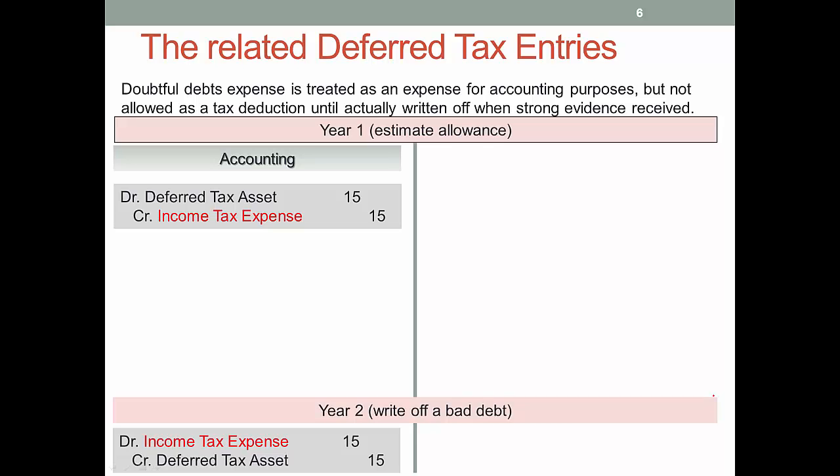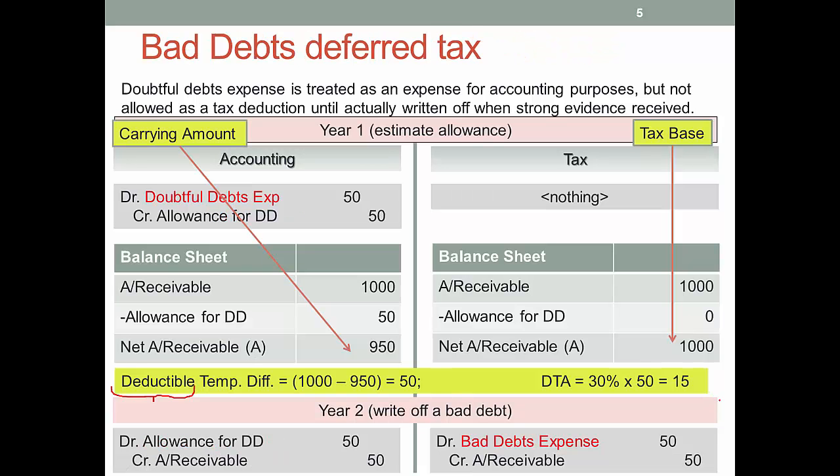Think about what's happening in the second year. Your income tax expense is bigger than the tax that you're paying because you've got no expense in the second year for accounting. So your accounting profit's bigger. Your tax profit is smaller because you do have an expense.